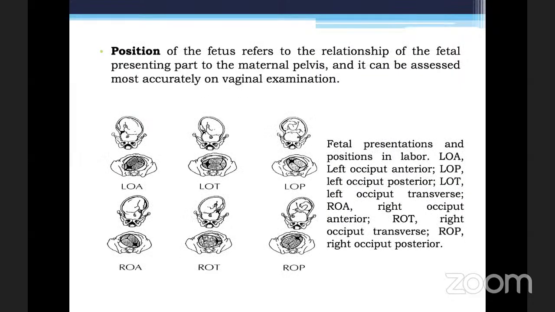Position of the fetus refers to the relationship of the fetal presenting part to the maternal pelvis, and it can be assessed most accurately on vaginal examination. The diagram shows various fetal presentations and positions in labor. LOA depicts the left occiput anterior, LOP the left occiput posterior, LOT the left occiput transverse, ROA the right occiput anterior, ROT the right occiput transverse, and ROP the right occiput posterior.